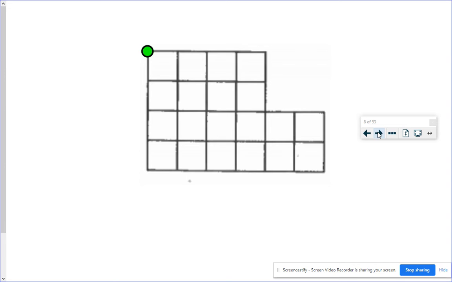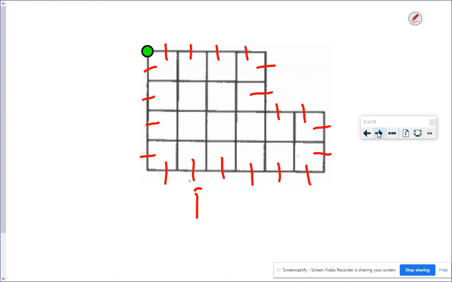Pause the video and you calculate the perimeter, count the sides, and see what you come up with, and then check back with me and let's see if you got the same thing. The perimeter of this shape, the distance around the outside, is 20 units. Because you're not counting squares, you're just counting the sides, the label of this measurement does not include the word square.